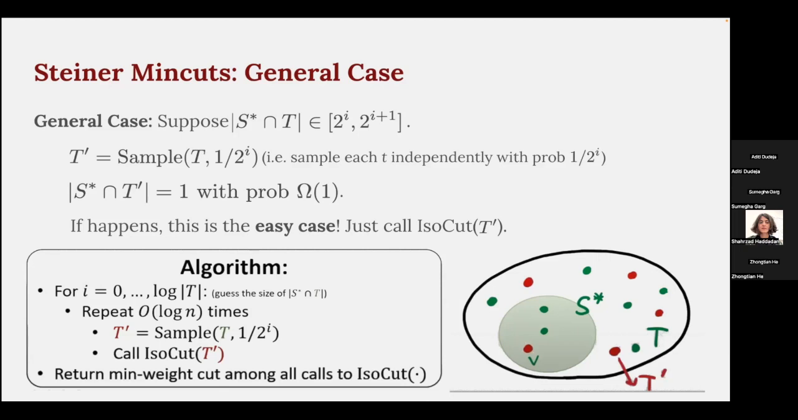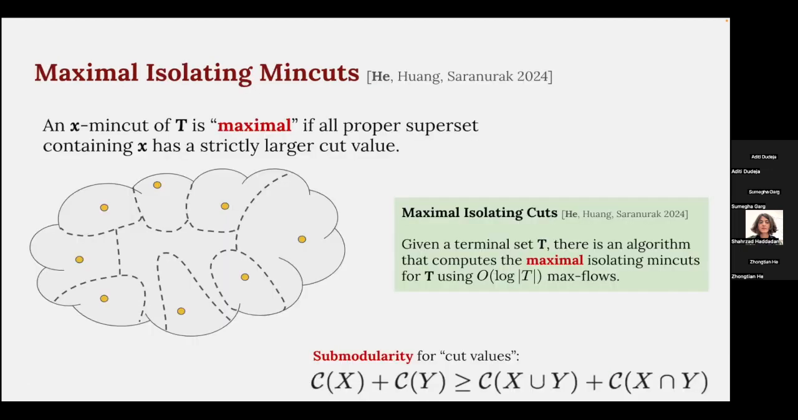Let's get back to the standard Cactus, which represents all the standard Mincuts, right? Which is a strictly harder problem. And to compute that, it turns out that we need to introduce new variants of the previous technique. We say the X Mincut of T is maximal if every proper superset containing X has strictly larger value. And our work says that we have an algorithm that computes the maximal isolating Mincuts using polylog Maxflow calls.